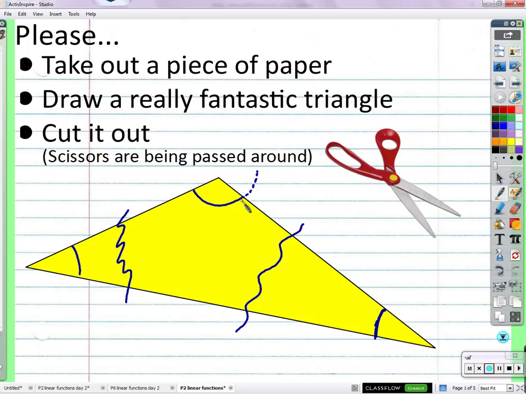I think ripping works better, because if you cut it, then you get a little confused sometimes about which is the angle. If you see a rip there, you don't get confused about that as much.